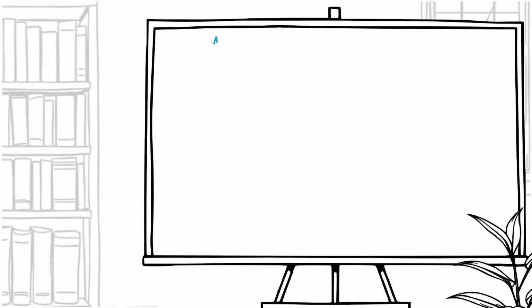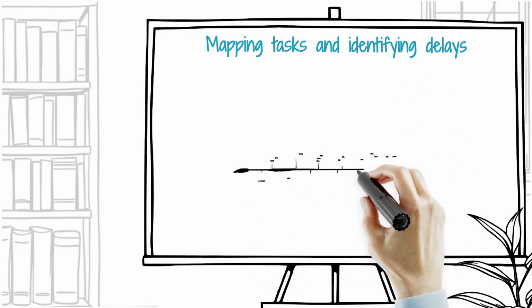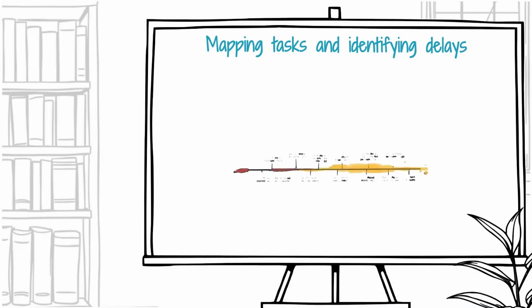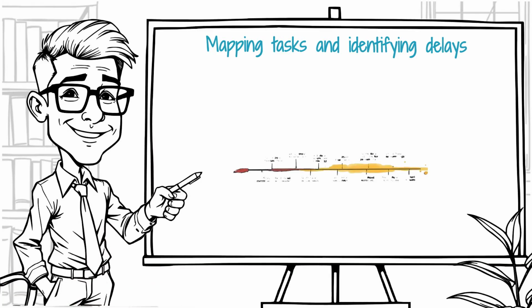CPA helps map these tasks, displaying the longest stretch of dependent activities, ensuring you know where delays can cause the whole project to lag. This longest path is known as the critical path, and managing it effectively means the difference between project failure and success.